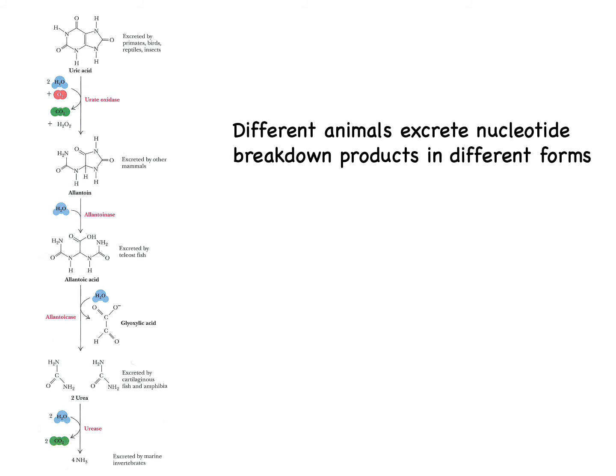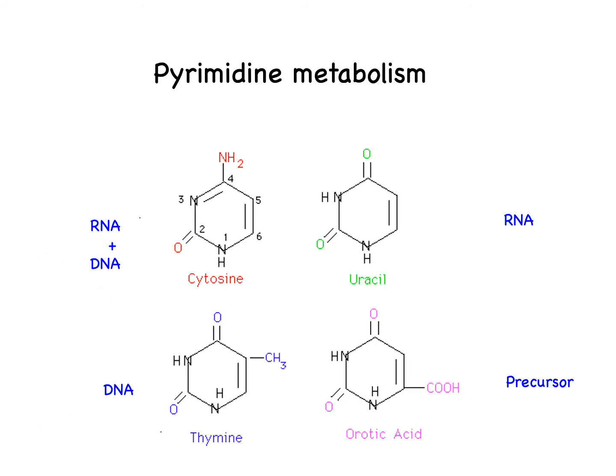Okay, so just to mention here that different animals do excrete these compounds in different forms. Humans, like primates, as well as some other animals, excrete it as uric acid, but there are a number of breakdown products of that other animals use to get rid of the nitrogen, including some animals that break it down all the way to ammonia and excrete it as ammonia.